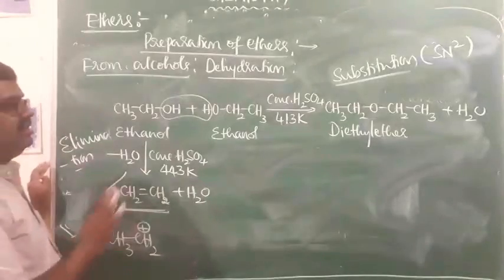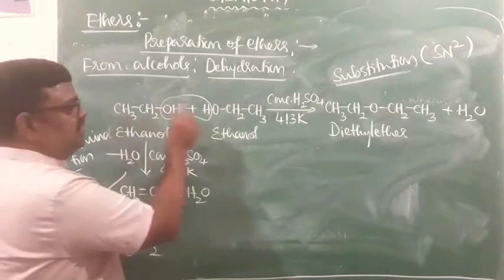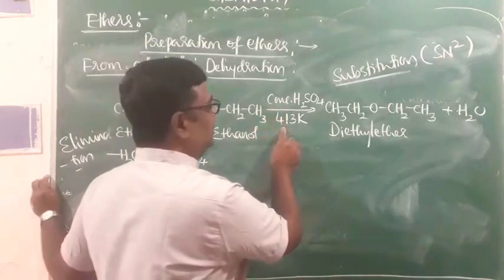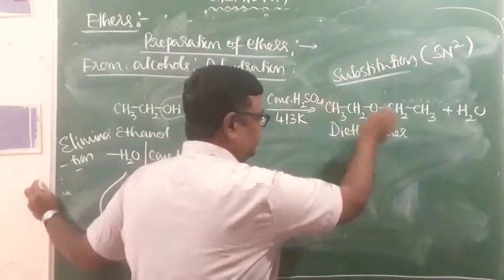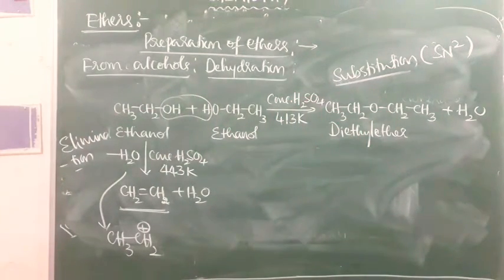Therefore, if you want ether in this reaction, you go for excess ethanol at 413 kelvin in the presence of a dehydrating agent, and you are going to get ether there.